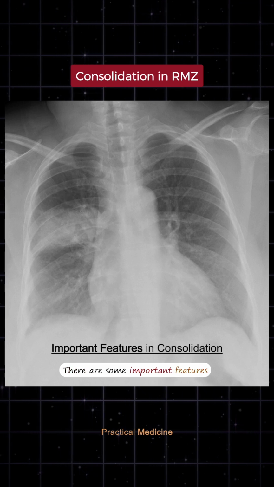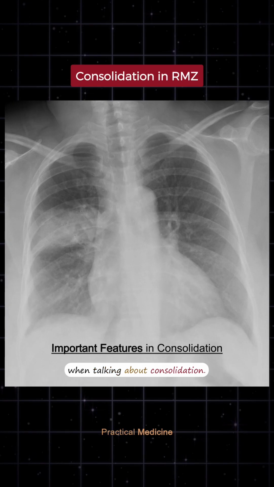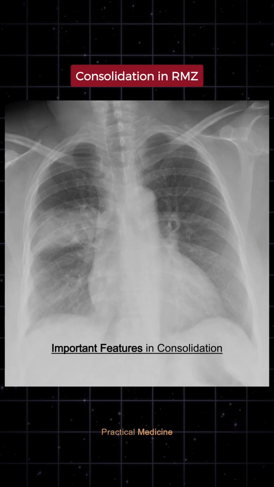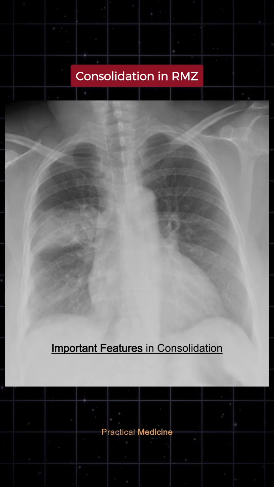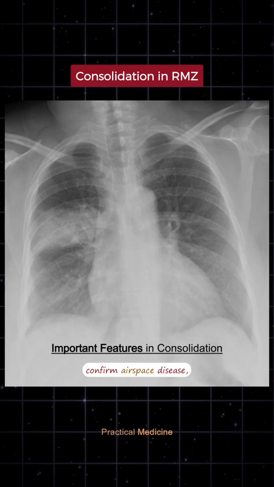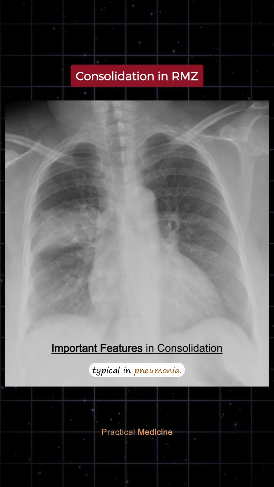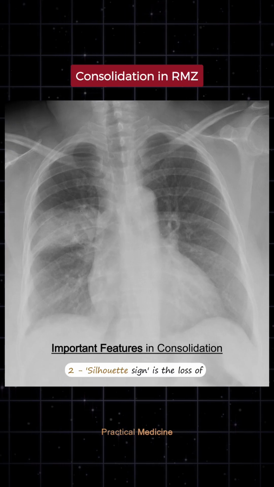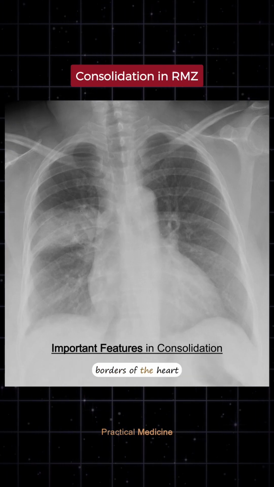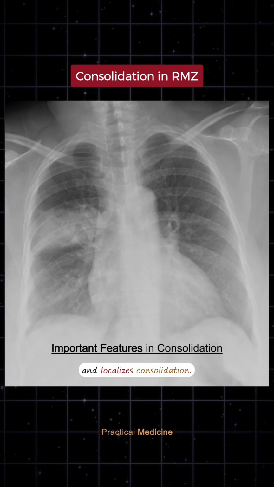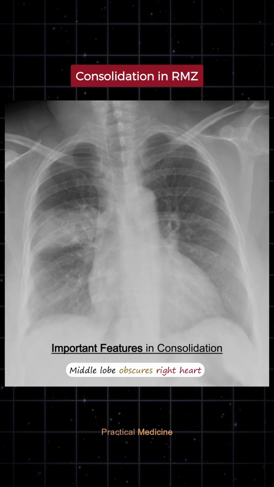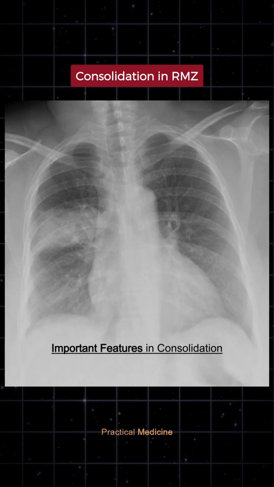There are some important features that need to be mentioned when talking about consolidation. First is air bronchograms. As we've just mentioned, these are visible bronchi that confirm airspace disease, typical in pneumonia. Silhouette sign is the loss of borders of the heart or diaphragm silhouette and localizes consolidation. For example, right middle lobe obscures right heart border.